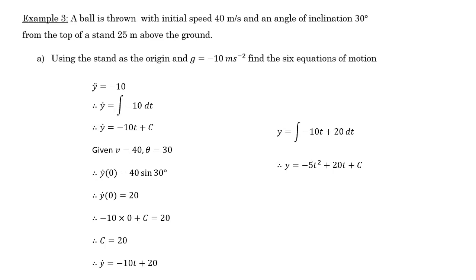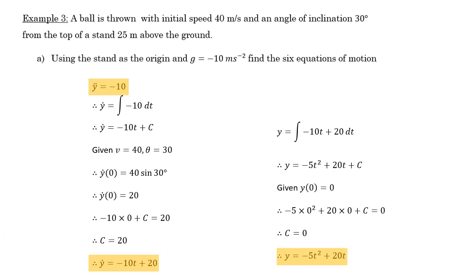Again, from our question, we're told that our launch point on top of the stand is the origin. So that means at t equals 0, y equals 0, substituting those things in, we find that c also equals 0 in this case, our constant there. So that gives us our 6th and final motion equation, y equals -5t squared plus 20t. There's our 3 vertical motion equations.